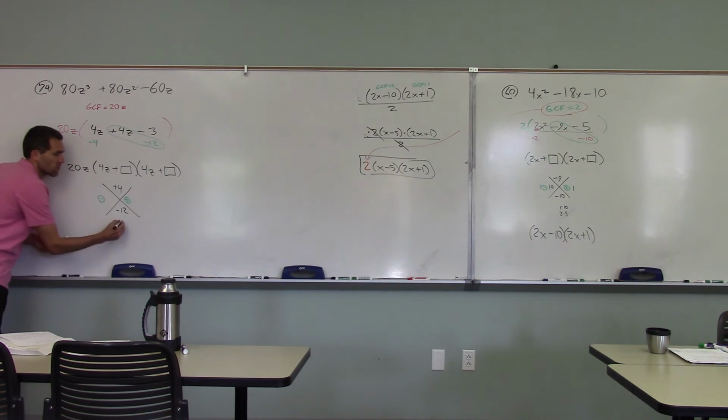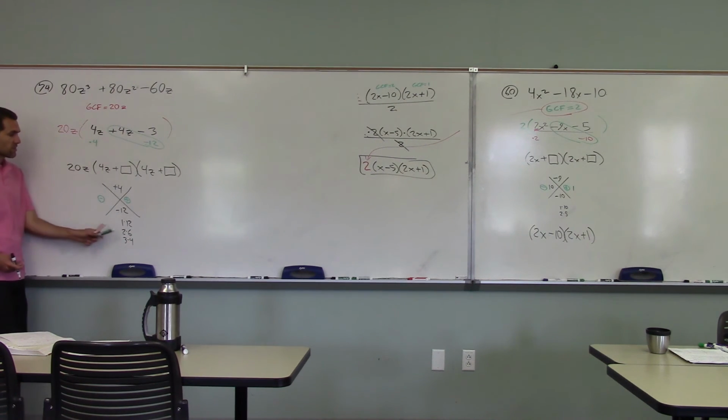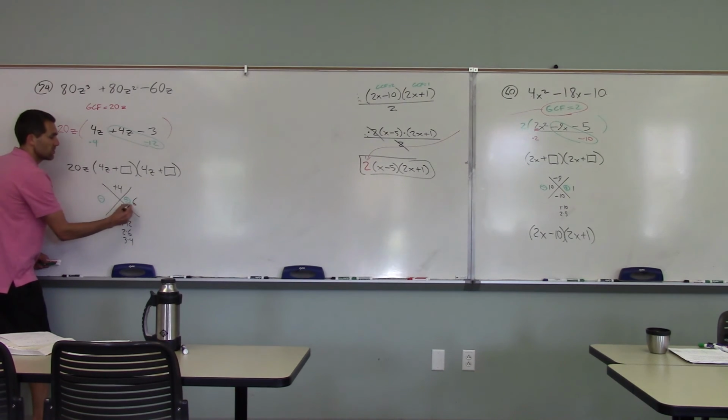We have either 1 times 12, positive 6 and negative 2. Let's see, the difference is 4, so positive 6, negative 2. Perfect.